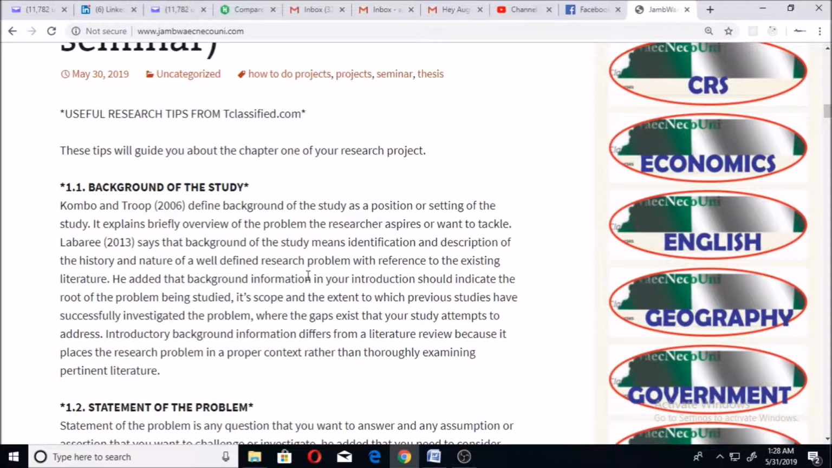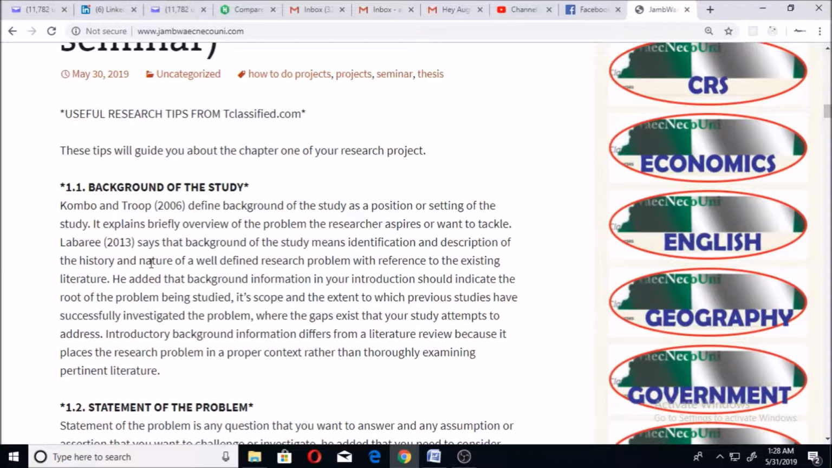So you talk about it from the historical point of view, what people have already done about it, with reference to the existing literature. He added that background information in your introduction should indicate the root of the problem being studied, its scope and extent to which previous studies have successfully investigated the problem, where the gaps exist and your study attempts to address. Introductory background information differs from a literature review because it places the research problem in a proper context rather than thoroughly examining pertinent literature.